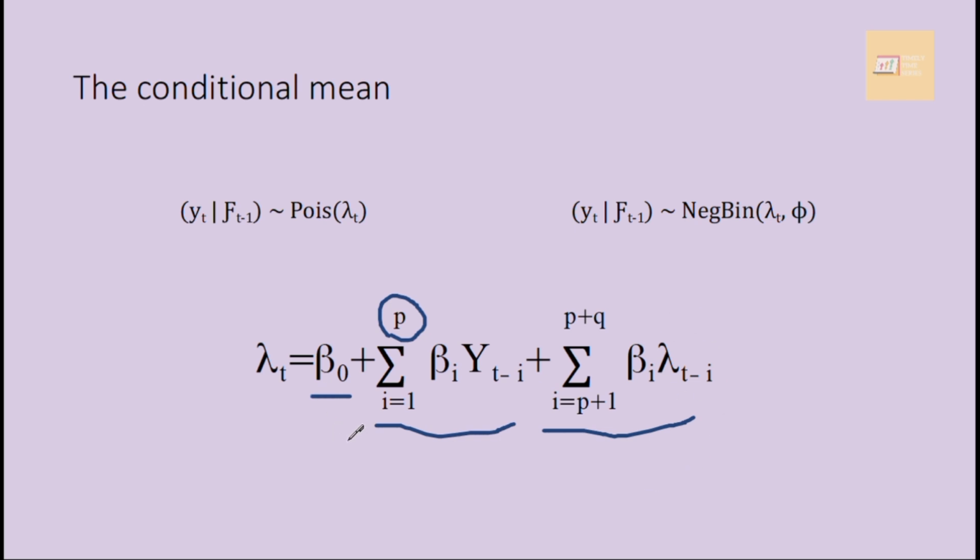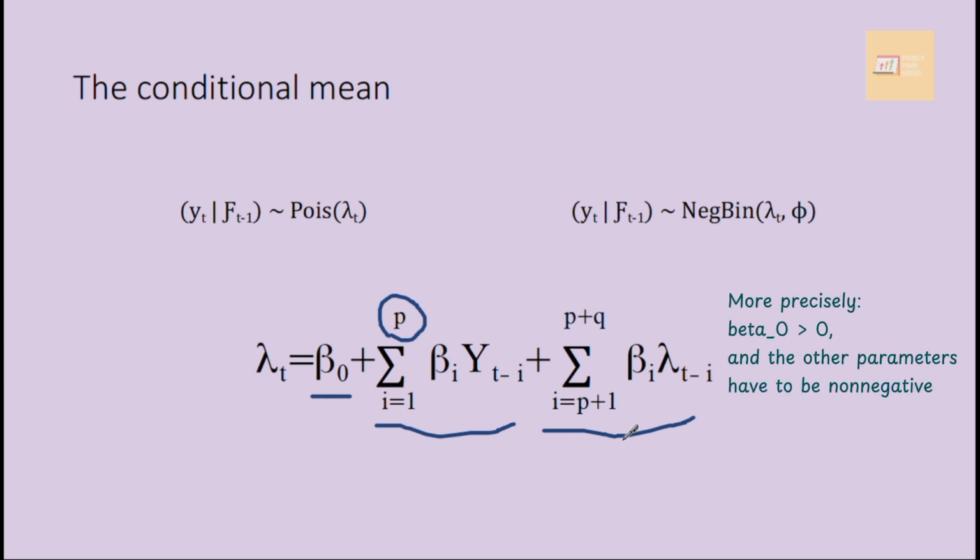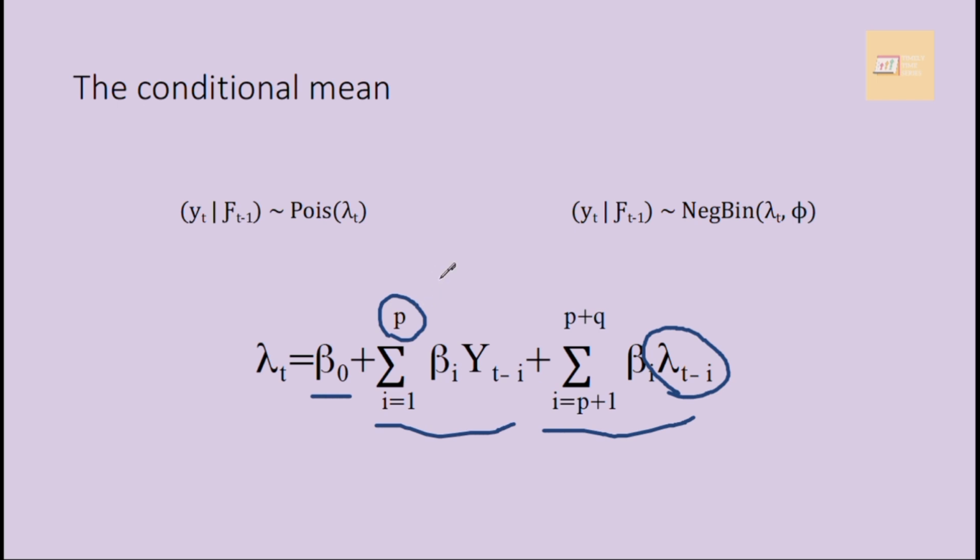Now some constraints for this modeling, for this equation. The most important is that all betas have to be positive. This is to ensure the positivity of the conditional mean. Additionally, P has to be larger than or equal to 1, while Q has to be larger than or equal to 0.